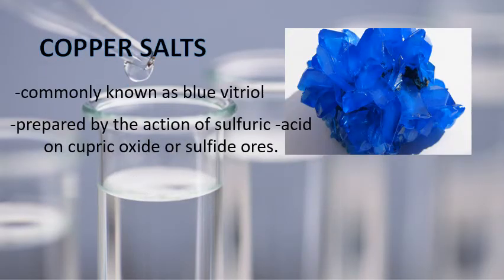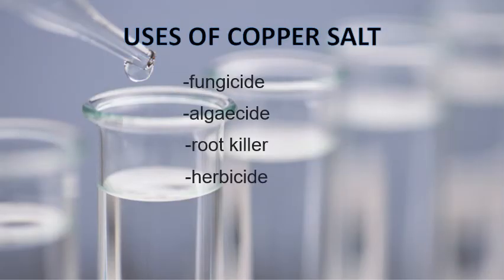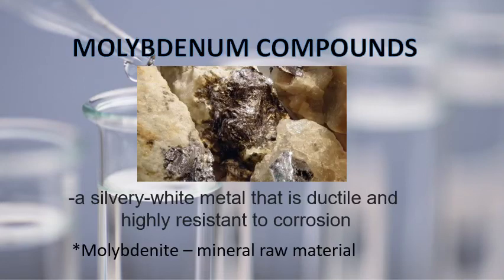Copper salt, which is commonly known as blue vitriol, is prepared by the action of sulfuric acid on cupric oxide or sulfide ores. The uses of copper salt can be fungicide, algicide, root killer, and herbicide.